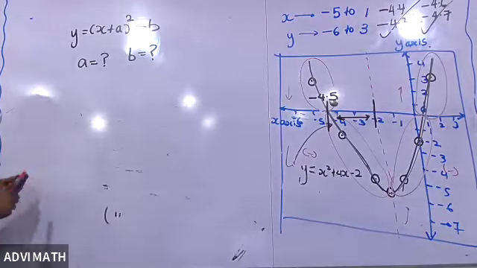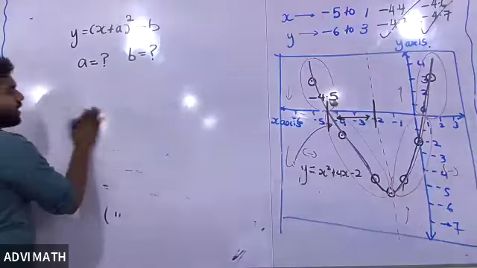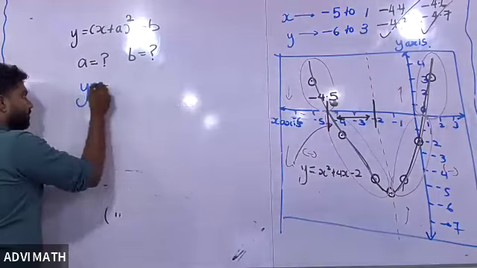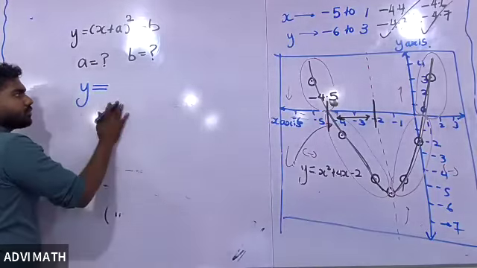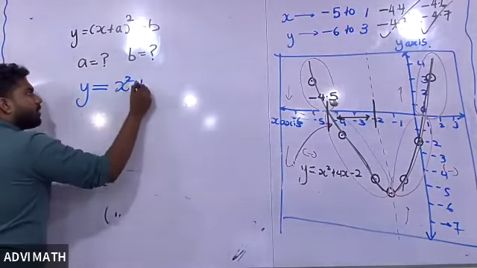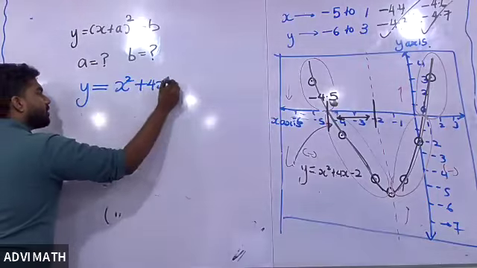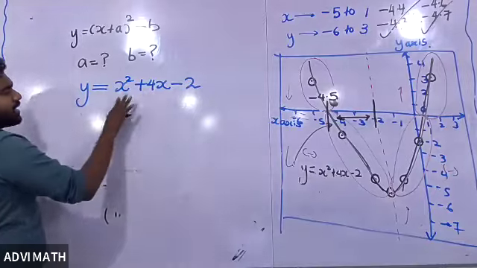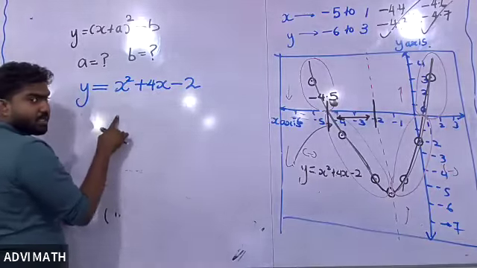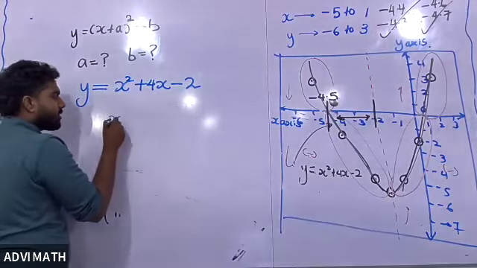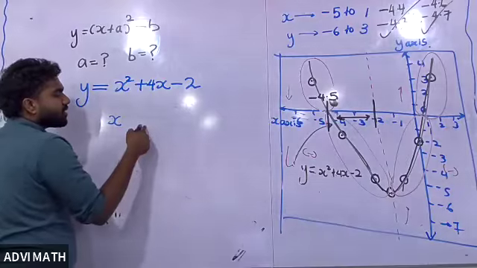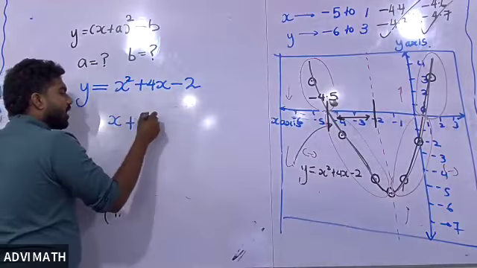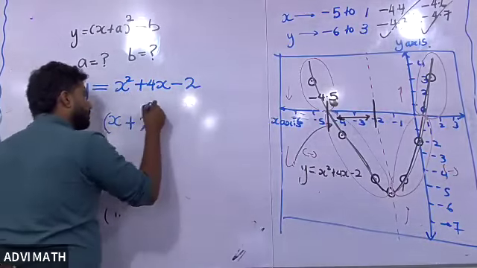Guys, look at the board. Now, what is the equation I have? y equals x squared plus 4x minus 2. How do we do completing the square? I take this x. I take half of this 4, which is 2. I put plus and the whole thing squared.